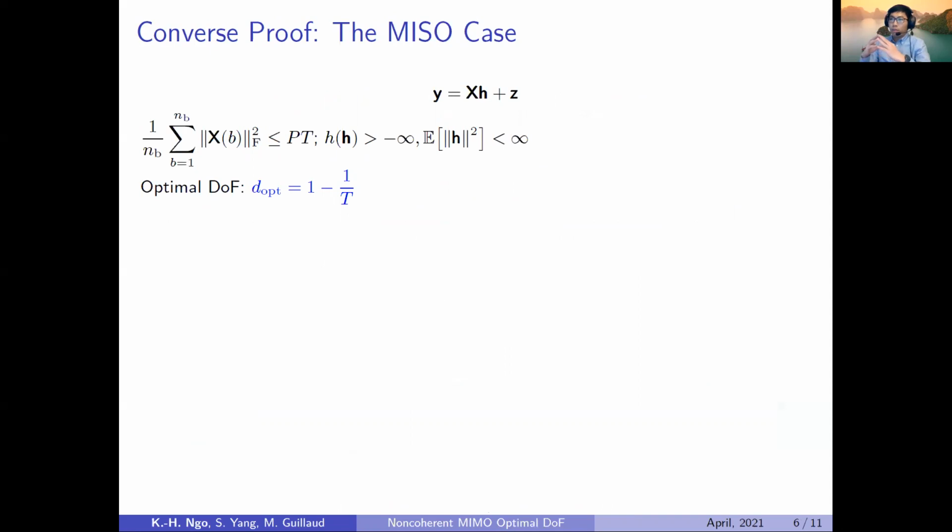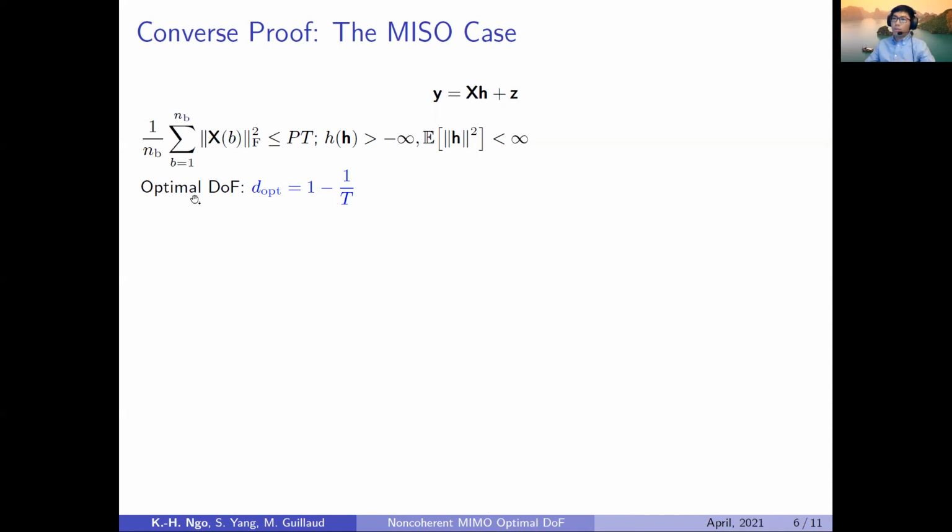Now we focus on the converse proof. For simplicity, we first consider the MISO case where the transmitter has M antennas and the receiver has only one antenna. We consider an average power constraint. We assume that the channel is in generic fading in the sense that it has finite entropy and finite second moment.